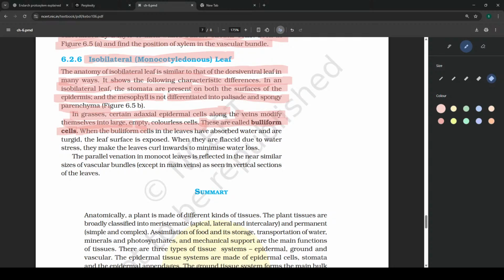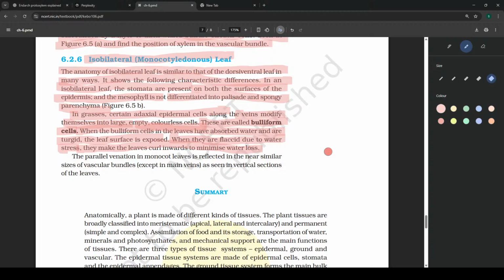When the bulliform cells in the leaves are empty, they can absorb water. Because they are empty, they will absorb water. When they absorb water and are turgid, they become rigid and expose the leaf surface. When they are flaccid due to water stress, meaning less water, they make the leaves curl inwards to minimize water loss. When they have a large amount of water, it provides turgidity to the leaf surface, and the lamina of the leaf is exposed.